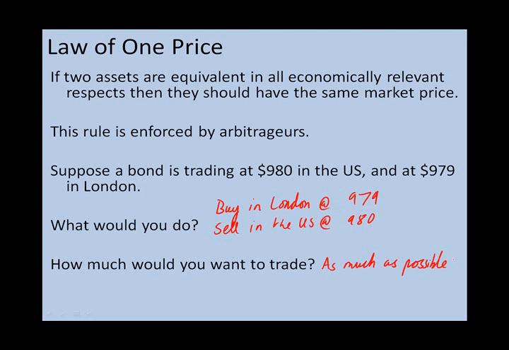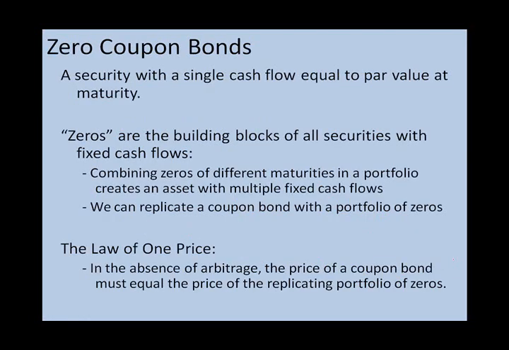You may think that the law of one price is really unrelated to bond pricing. In fact, it's very closely related to bond pricing. Let's consider zero coupon bonds, or zeros. These are securities that have a single cash flow equal to the par value at maturity. We saw these introduced in the last video lecture. Zeros are really the building blocks for all fixed income securities.